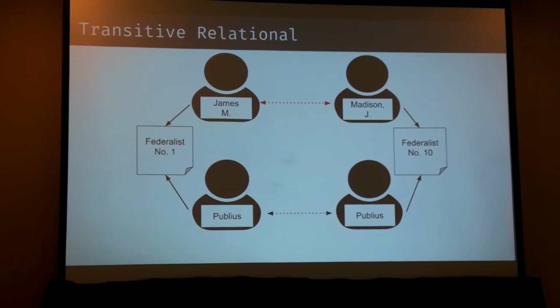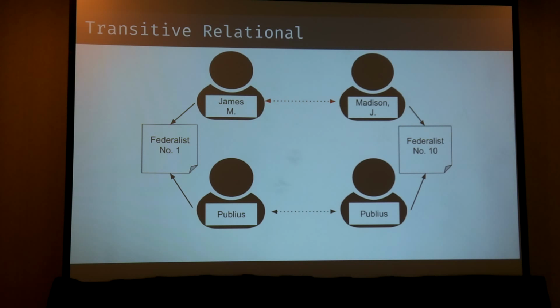But this is a rule I came up with for the slides. What we're saying here is we pick two authors from a paper. The top one we'll say is the author, and the bottom one we'll say is the co-author. So in this example, we have James M. and Plubis, both being authors of Federalist number 1. And then we have Madison, J. and Plubis being authors of Federalist number 10. If Plubis and Plubis are the same person, then James M. and Madison, J. are probably also the same person.